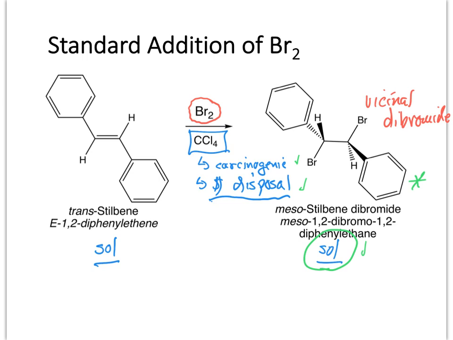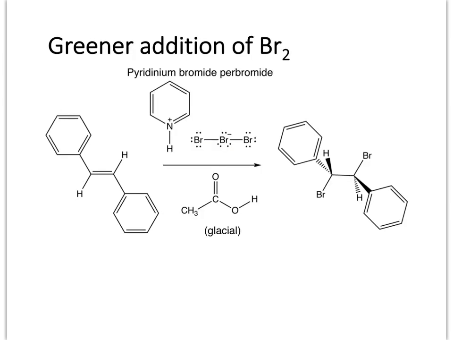So we're going to use addition of bromine, but we're going to do it in a different way. We're going to use a compound called pyridinium bromide perbromide. This is the pyridinium ion, it's protonated pyridine. And then the bromide would be a bromide ion, but perbromide means we've reacted that with a molecule of molecular bromine. It makes a tribromide ion.